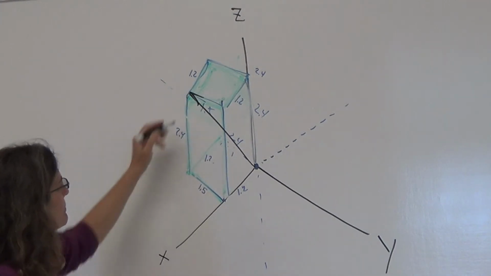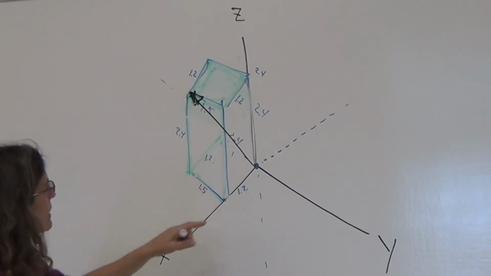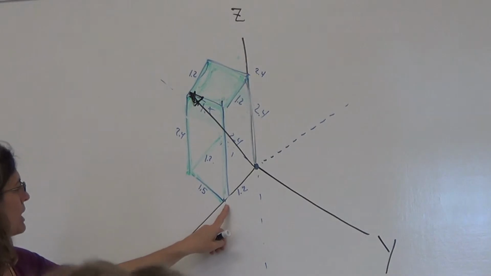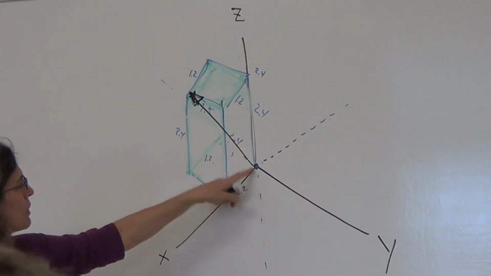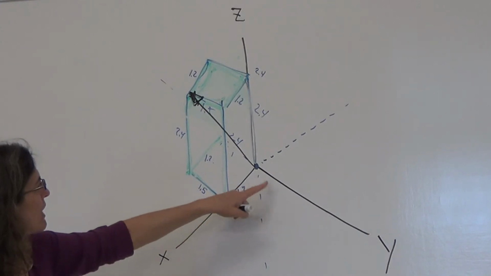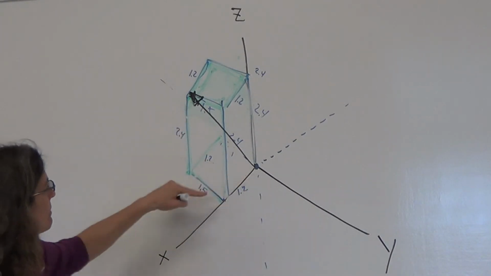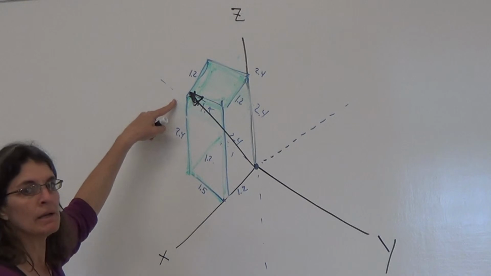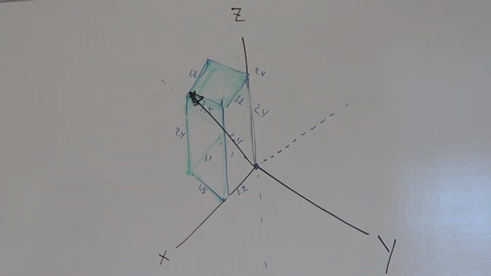Let's check that. So am I still going positive 1.2? Going from here to here? Yes. Am I going negative 1.5 in the y? Yes. Am I going up 2.4? Yes. Okay.